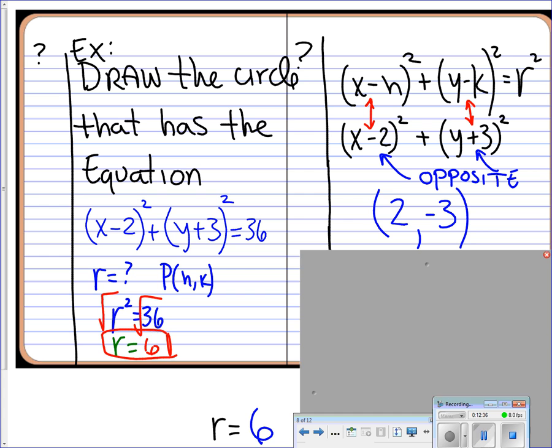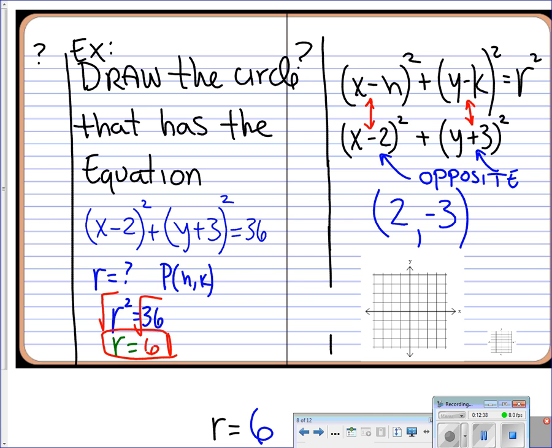So I'll go plot the center point first. If I did that right, it's over 2 down 3. My radius is 6, so I'm going to basically walk 6 units in the north, east, west, and south directions. Don't worry that you're off the graph, right? You can just kind of estimate it. And then I draw my circle the best I can. Okay. You get better at it if you do it. And now that's the equation drawn in graphic form on the x and y axis.